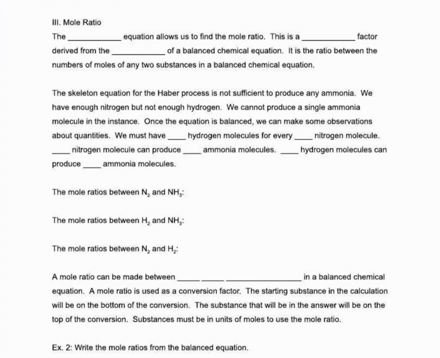So we're on page 3, and we're starting to talk about mole ratio. The first thing, we just finished talking about the balanced chemical equation. And here's why it's important. The balanced chemical equation allows us to find the mole ratio. So the mole ratio is really a conversion factor, and it's derived from the coefficients of the balanced equation.